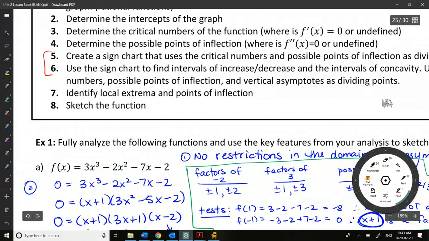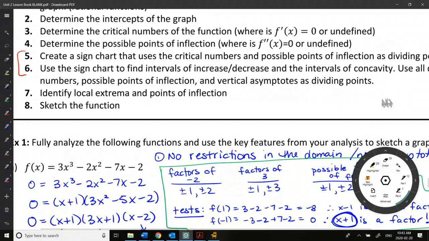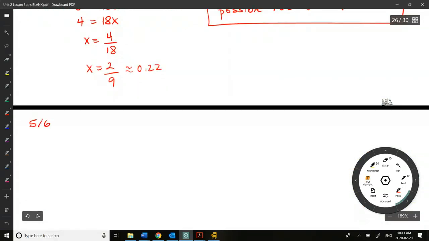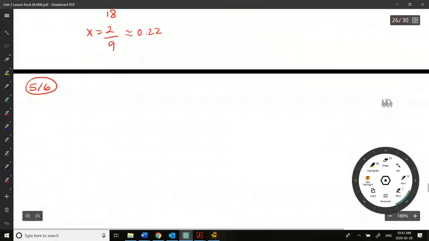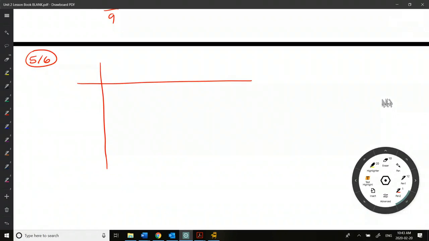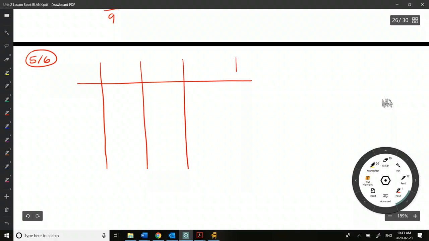So I'm going to do 5 and 6 together here. We're going to create the sign chart, and we're going to put all vertical asymptotes, all critical numbers, and all possible x values of our points of inflection in there. Okay? So 5 and 6. I'm going to create a nice chart here. So we have 2 critical numbers and we have 1 point of inflection. So we want 3 lines at least in here. And then I always put 2 on the ends for negative infinity and positive infinity.